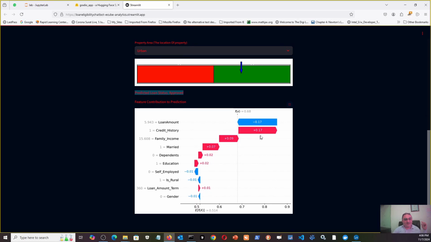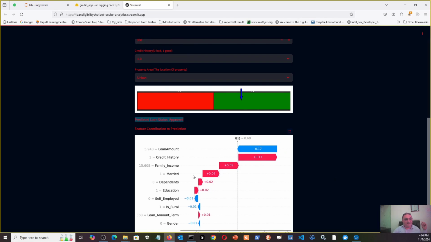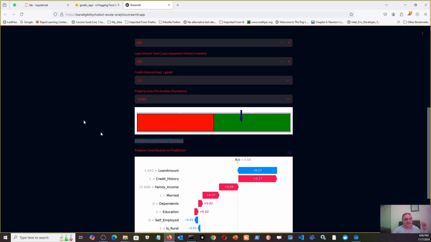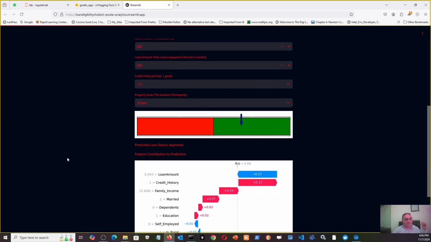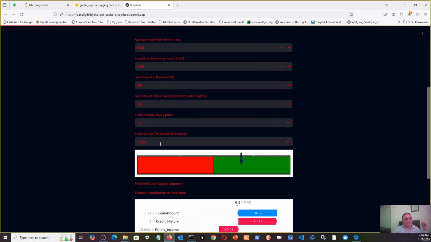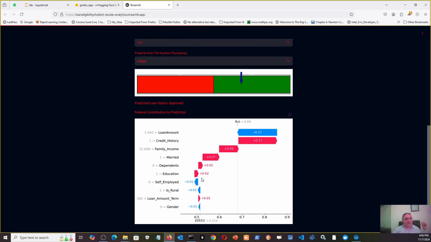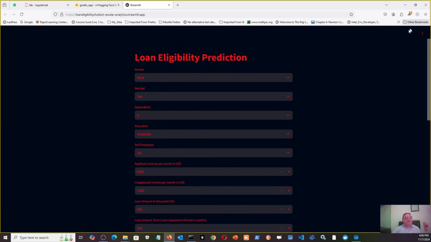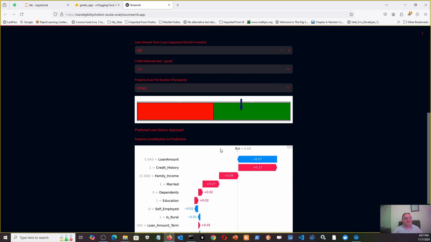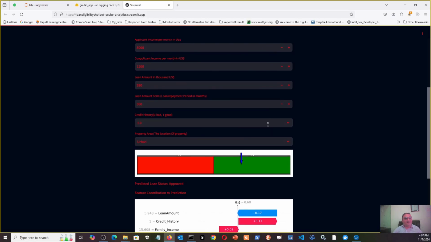Here red is working in my favor, blue is going against me. Left side arrow, that is blue, right side arrow, that is red. So colors are a little bit misleading. So this credit history positive is working in favor of me. Self-employed is working slightly negative. The area of the property is urban. So is rural is one. Okay. So I think that is also working in favor of me. And then other things. But the user can not only see his status, but he can see where he has to improve.